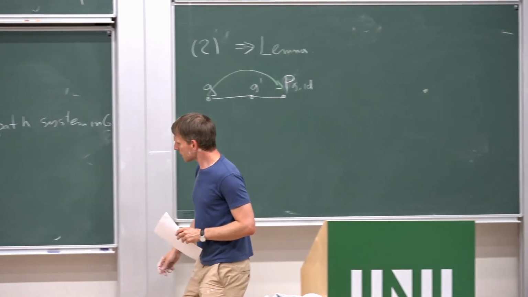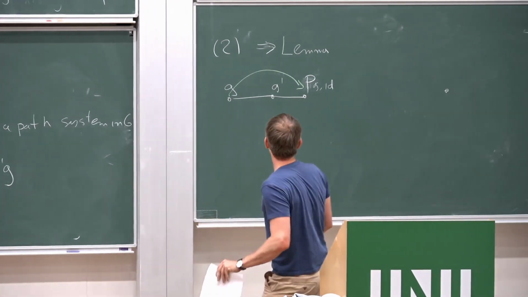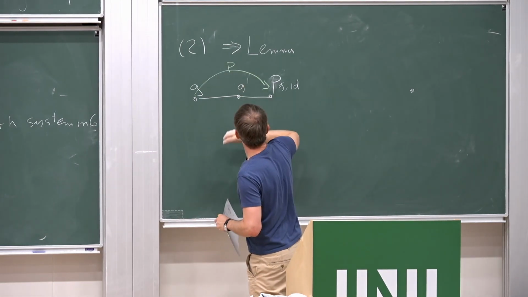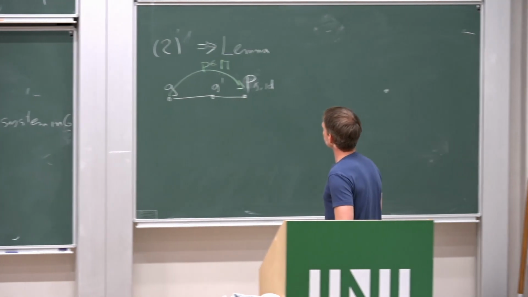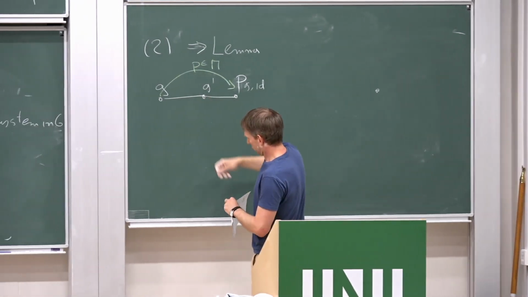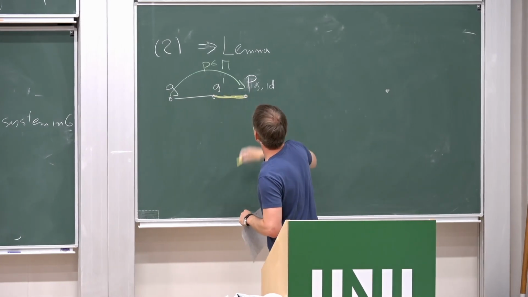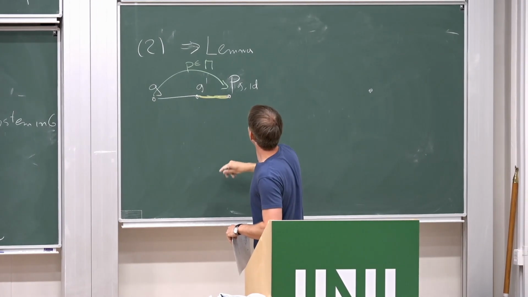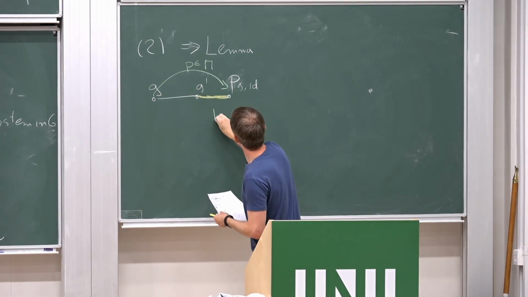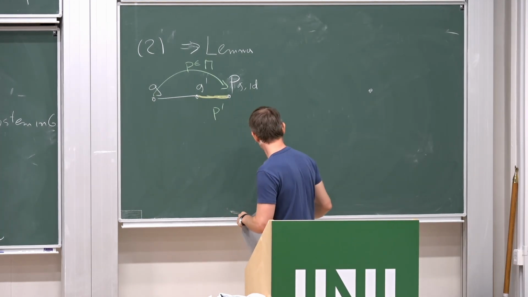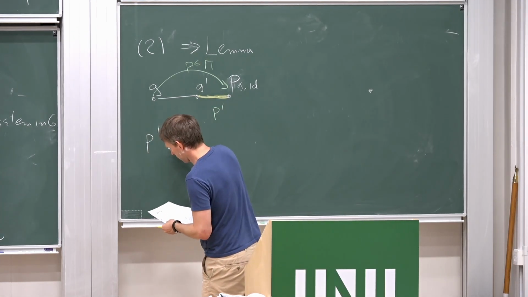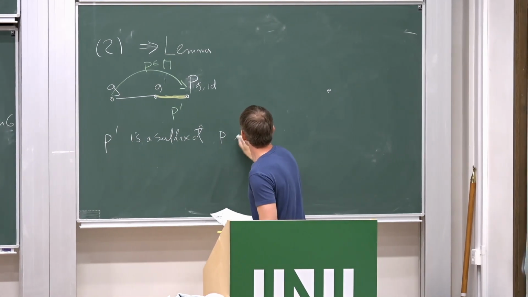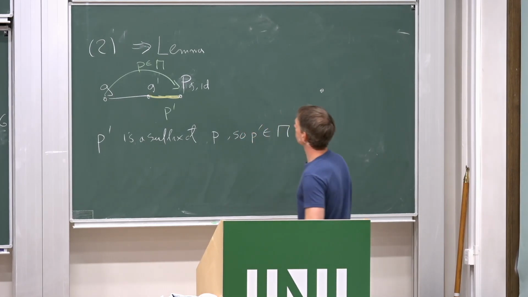So it's just that we can look at the label. So this green path is labeled by some element from the shadow. And now, when we look at the label of some reduced path between G prime and this element, it's a suffix. So if we call this P prime, we have that P prime is a suffix of P. So P prime also belongs to the shadow.